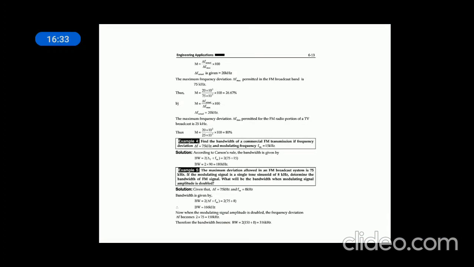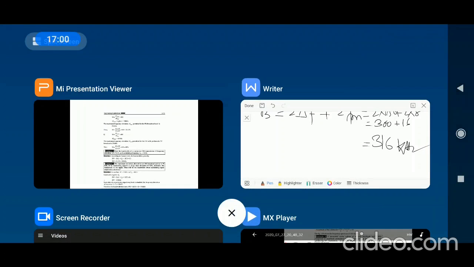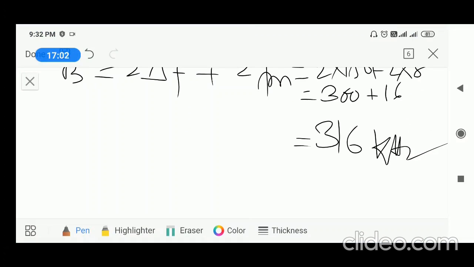So in this way you can calculate bandwidth as well as power as well as frequency deviation. These are some of the problems on FM. So I will revise once again what are the formulae used for solving these FM problems. I will take a new page.